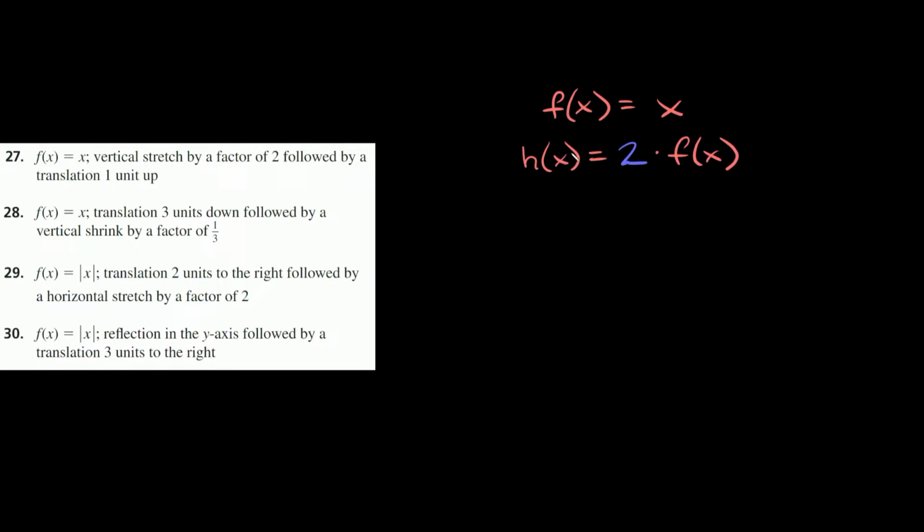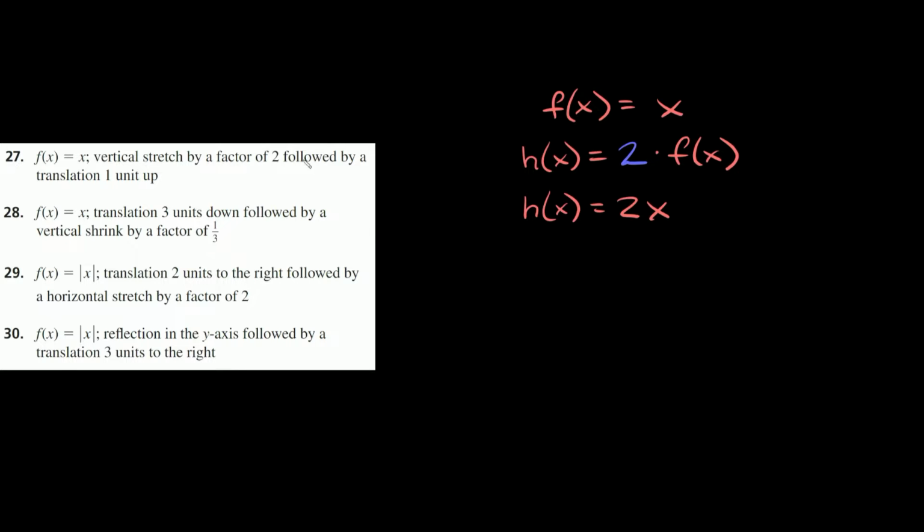Now the reason I wrote h of x here instead of g of x is because we're going to do two translations, or two movements. The first movement we're going to call h of x, and the final movement, because that's what we need to finish with, is g. So the last one is going to be g of x. Here h of x is going to be equal to 2 times f of x. Well, f of x is just x, so h of x is simply 2x.